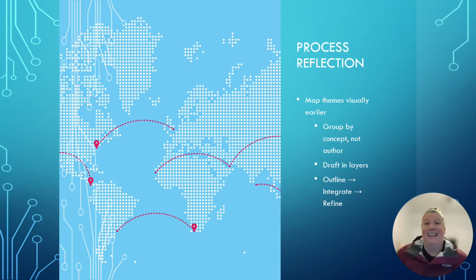If I were to change anything, I would spend more time earlier in the process mapping themes visually. Once I started grouping articles by conceptual themes instead of by author, the writing became much easier. I also realized that drafting in layers works better for me. First the outline, then integrate citations, then refine the voice. Trying to perfect everything all at once slowed me down initially, so I appreciated this process and will likely continue using it going forward, whether I need to or not.